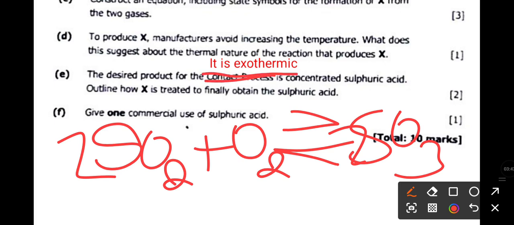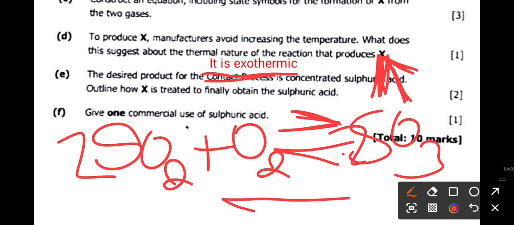So if manufacturers were to increase the temperature, using Le Chatelier's principle, an increase in temperature would cause the position of equilibrium to go to the side where the excess heat is removed, and this side is towards the decomposition of the sulfur trioxide. So it will go in this direction, meaning that the yield of the sulfur trioxide will reduce. So that's the reason why manufacturers avoid increasing the temperature, because the reaction that produces X is exothermic in nature.